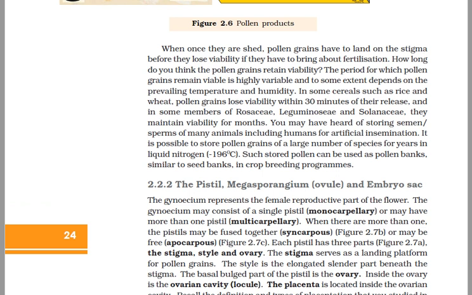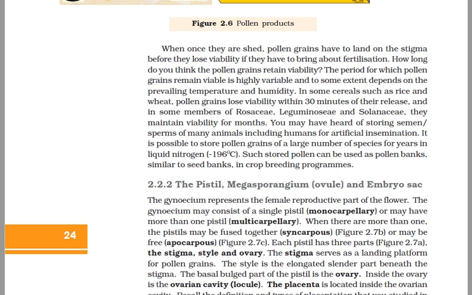So now we'll first begin with the female reproductive part of the angiospermic plants, and we'll study here about the pistil, megasporangium, also termed as ovule, and the embryo sac. First of all, we must know what is a pistil. As I discussed earlier in my previous lecture, pistil is also termed as carpel. It is a female reproductive part. Each pistil consists of ovary, style, and stigma. These are collectively termed as gynoecium.